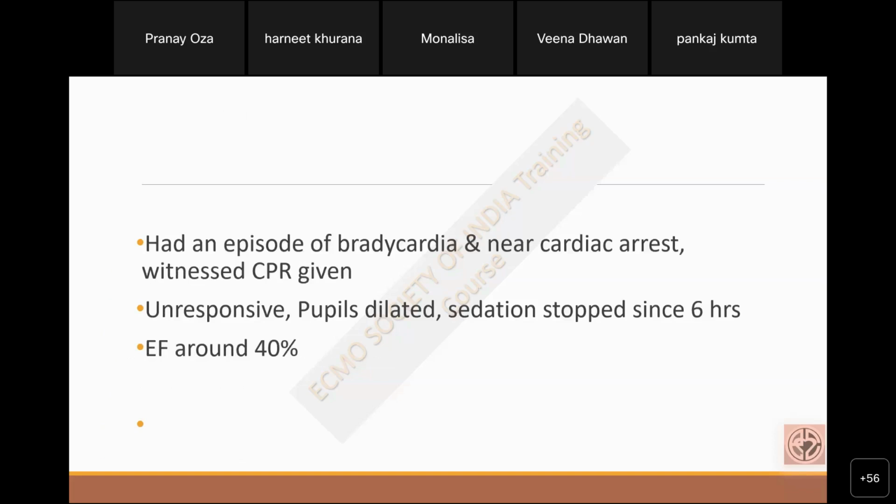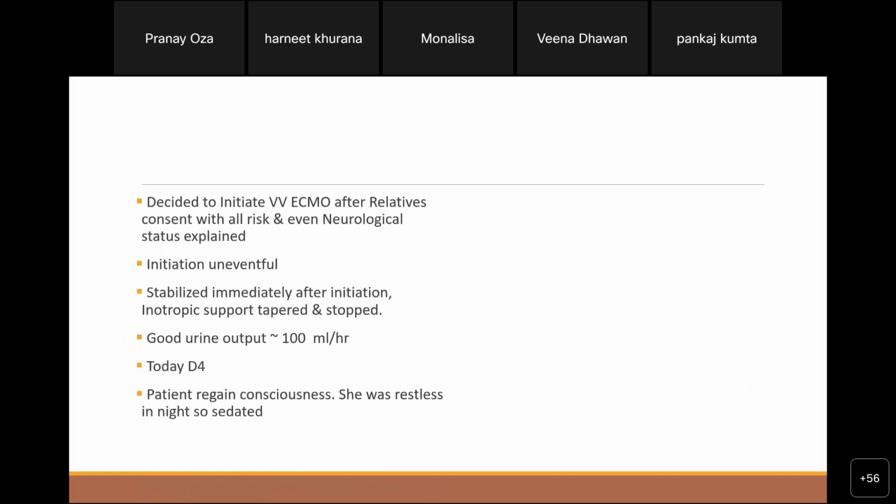She was unresponsive, and pupils were dilated. Sedation was stopped. An ejection fraction after the episode was around 40%. And this was an X-ray, and ABG was showing the pH of 6.9 and PCO2 of 122 and PO2 of only 38. Now this female was being considered for VV ECMO.